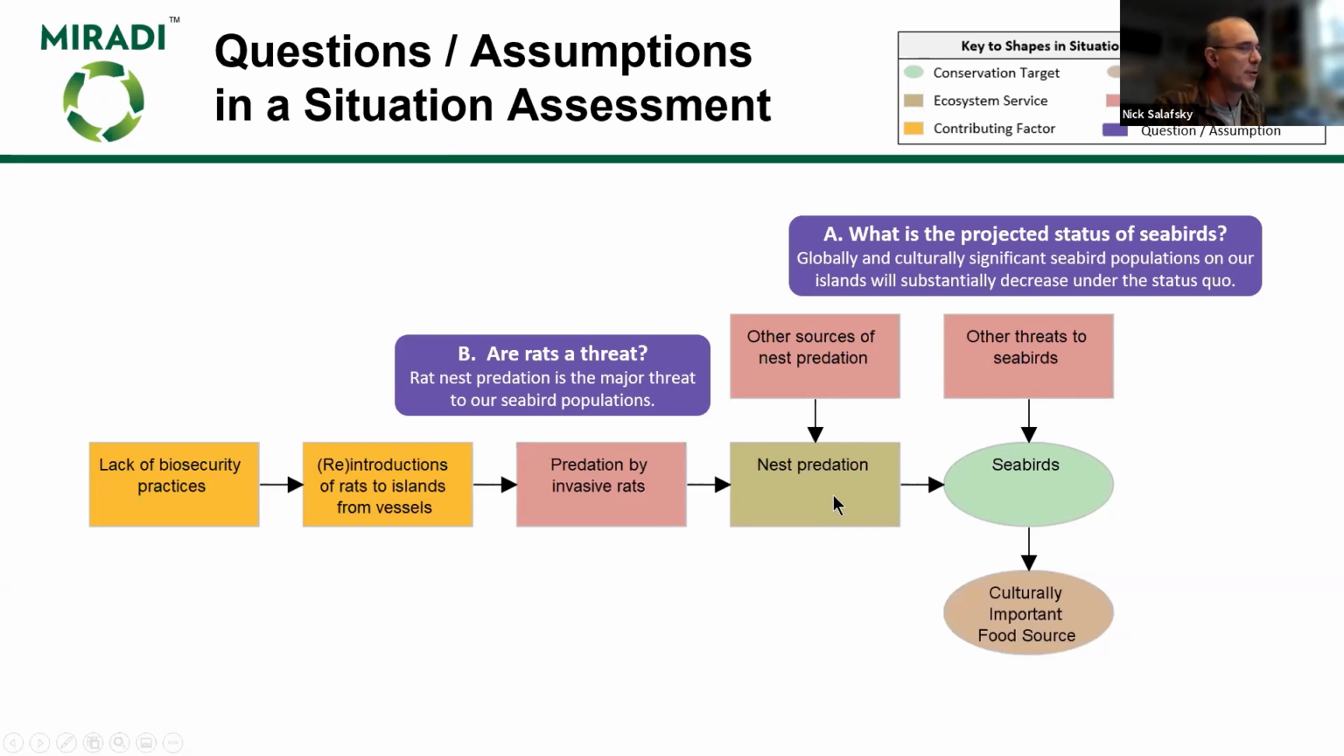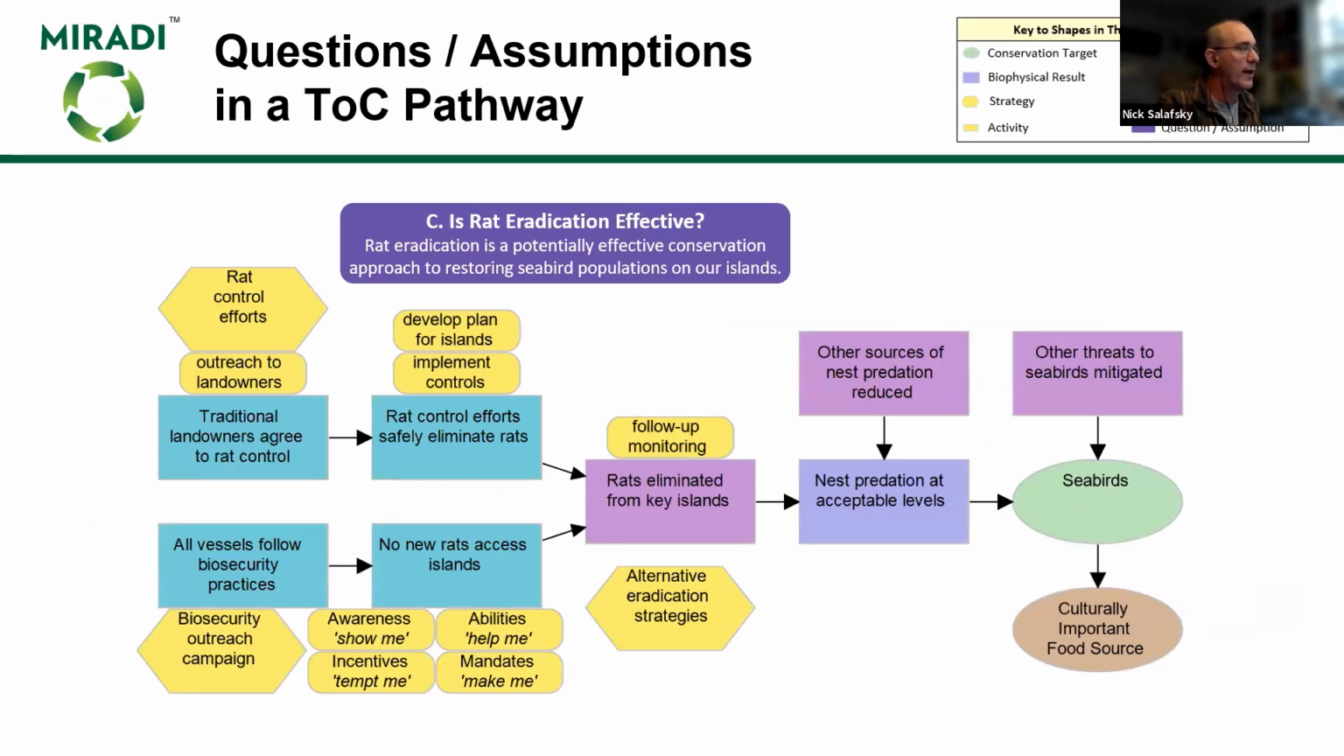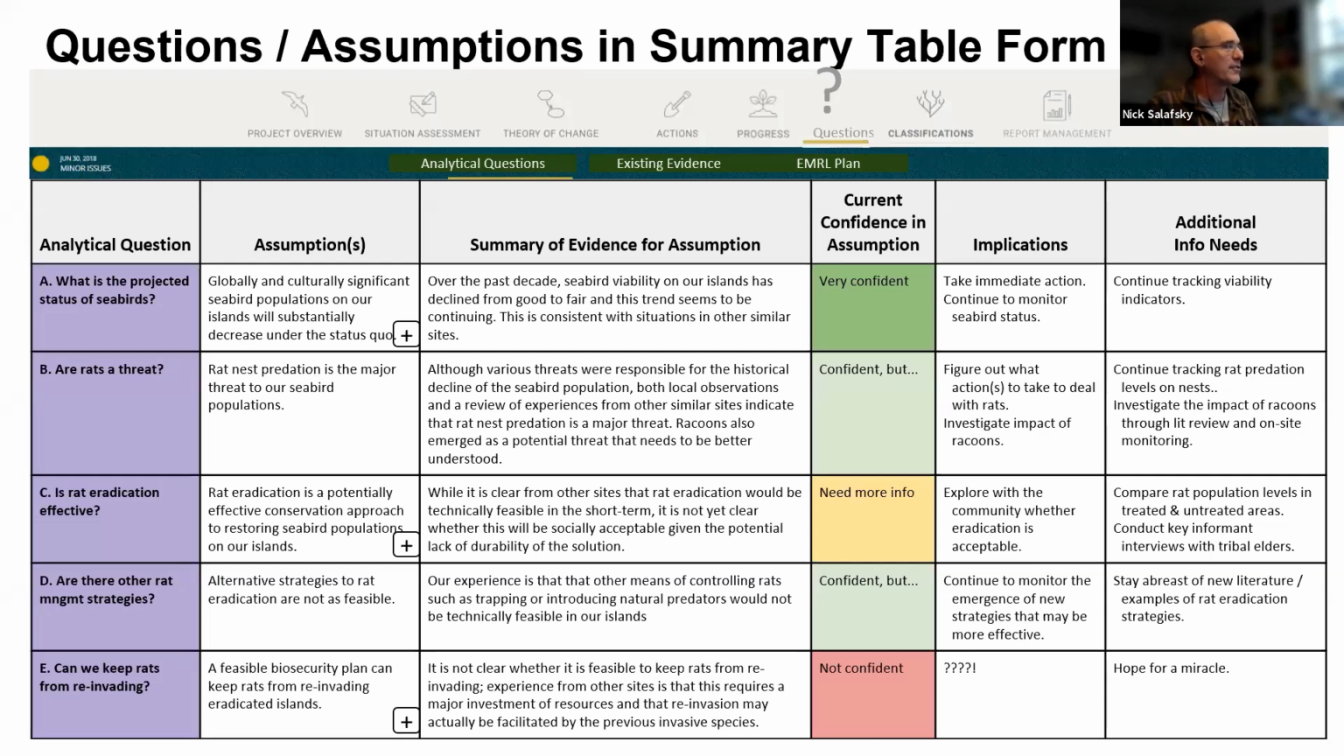So we're going to allow you to float in Miradi these claim bubbles, these assumption bubbles. We can also do them in a theory of change pathway. So is rat eradication effective? And then based on that, we're going to create a summary table form. It might look something like this, where in addition to progress, you might have your questions and assumptions.